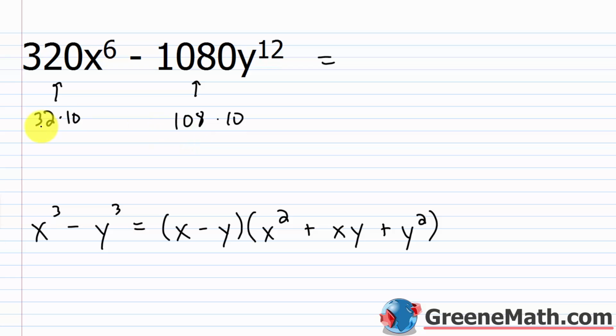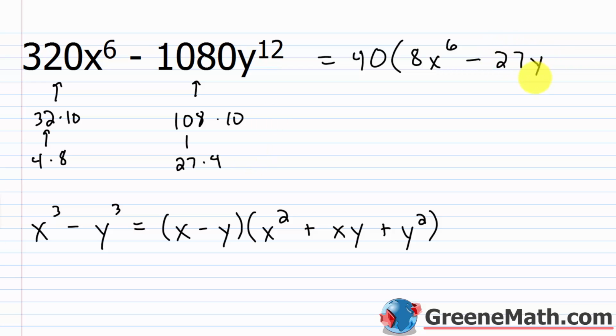Now, these are still even numbers. 32 is an even number, and so is 108. So 108 divided by 4 is 27. So this would be 27 times 4. And this guy right here would be 4 times 8. So in other words, I could pull a 40 out from each. If I pulled out a 40, this guy right here would be what? It would be 8, which is a perfect cube. And then we'd have x to the 6th power. And then minus this guy right here, if I pulled out a 40, I'd have 27, which is a perfect cube. And then y to the 12th power.